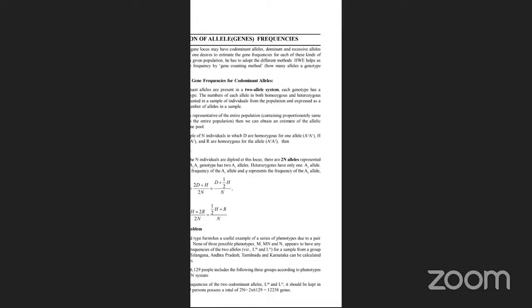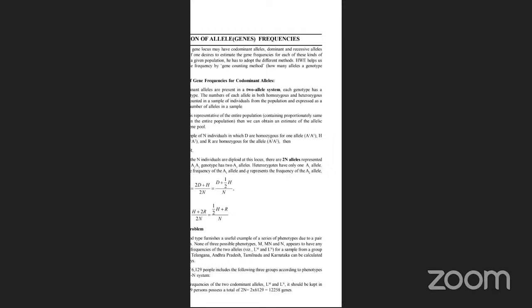So, calculation of gene frequency for codominant alleles. When codominant alleles are present in a two-allele system, each genotype has a characteristic phenotype. The number of each allele in both homozygous and heterozygous conditions may be counted in a sample of individuals from the population and expressed as a percentage of the total number of alleles in the sample. If the sample is representative of the entire population, then we can obtain an estimate of the allele frequencies in the gene pool.